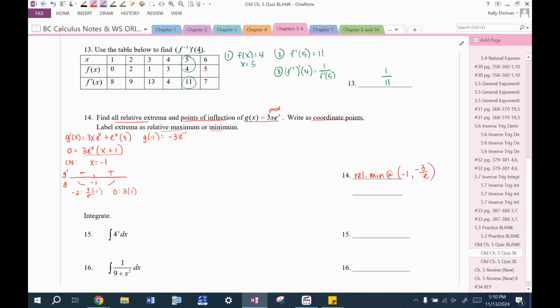All right, now the second part of this was points of inflection. So to find points of inflection, now let's go with this version of g prime. It's factored out, and then I can just do a product rule here. So to find g double prime of x, I'm doing product rule again. First times derivative of the second plus second times derivative of the first. Get the possible inflection points by setting this equal to 0. I can factor out a 3e to the x. That would leave me with 1 plus x plus 1. So x plus 2.